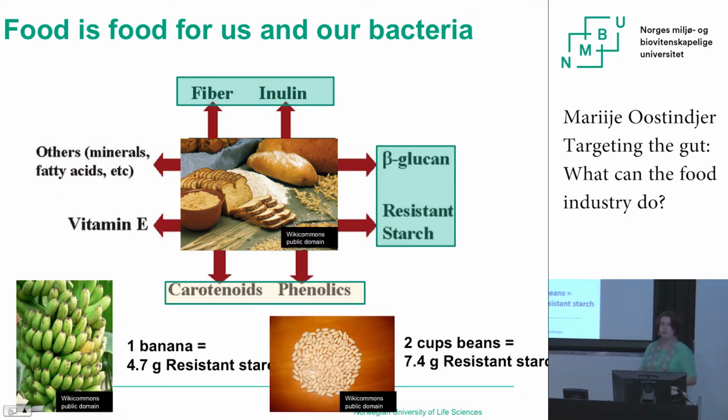Of course, bread is a well-known type of food that has fiber, but also, for example, if you look at banana, just one greenish banana will give you about 4.7 grams of resistant starch. It's quite a lot. If you eat 2 cups of beans, you get 7.4 grams of resistant starch. And if you eat a lot of beans and bananas, you usually get a bit gassy. That's because the bacteria are using the fibers from the food. Also highlighted here are carotenoids and phenolics, and I'll come back to that later because bacteria can also interact with those components in the food.